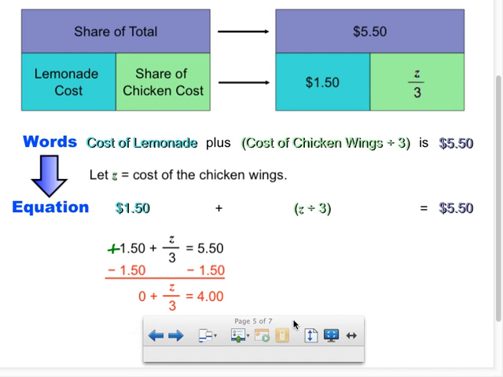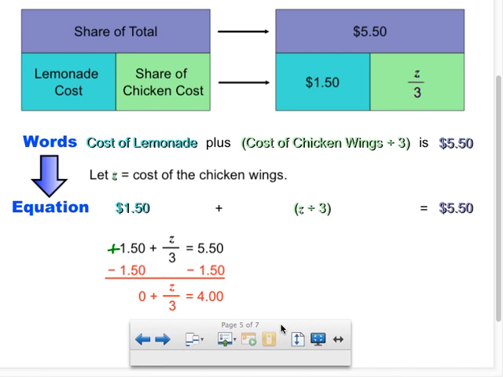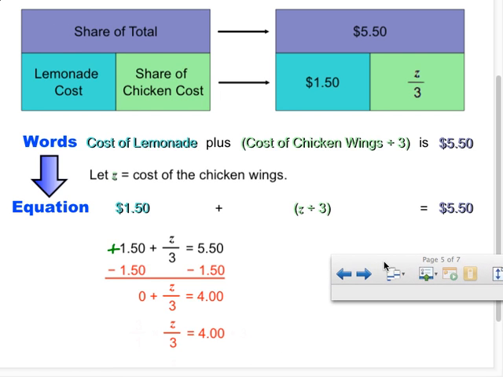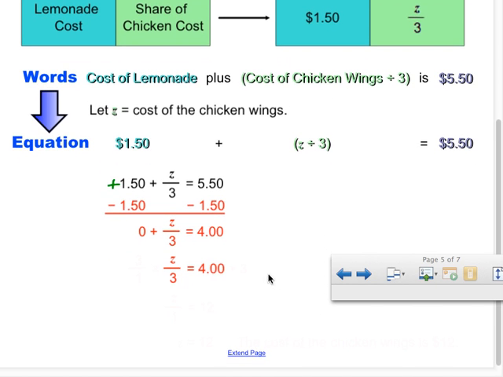Nice. So here we are. 0 plus z over 3 equals $4. Okay, and then what's 0 plus z over 3? It's just going to be z over 3. So this is what we have. That's my equation, right? Okay, now I have z over 3 equals $4, right? How do I get rid of that over 3 or divide by 3? Right? I'm going to multiply by 3, but am I done? No. What do I have to do?